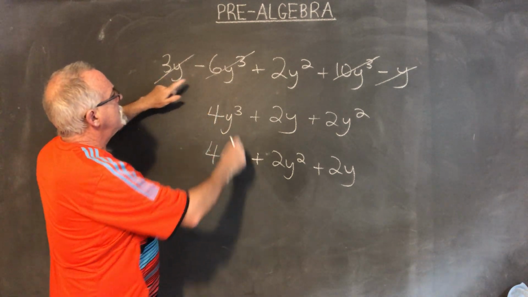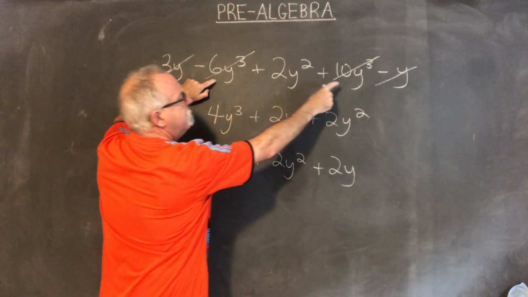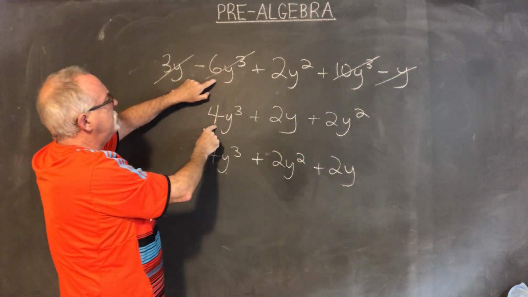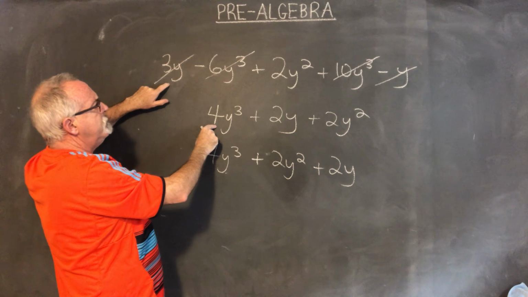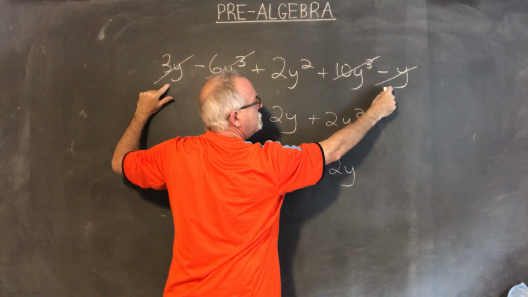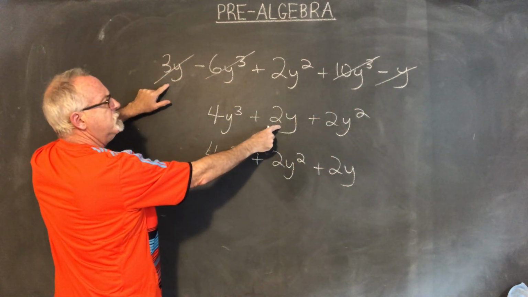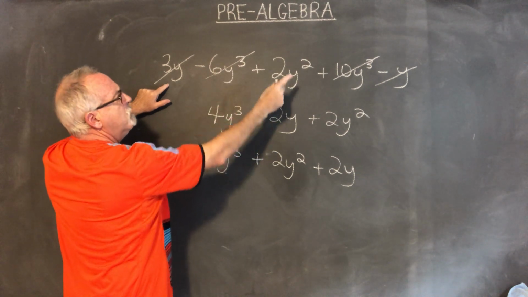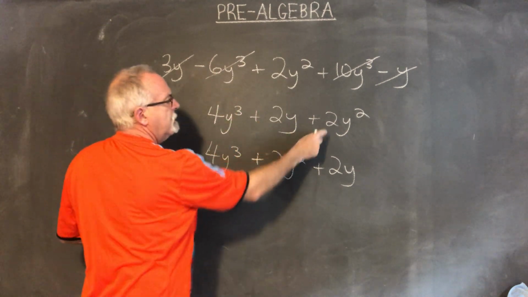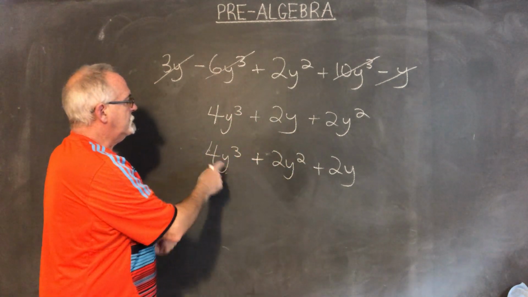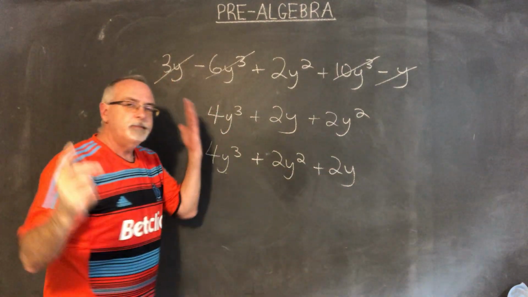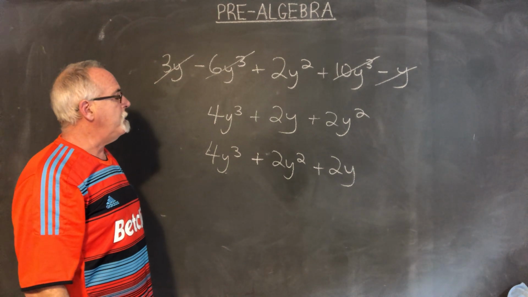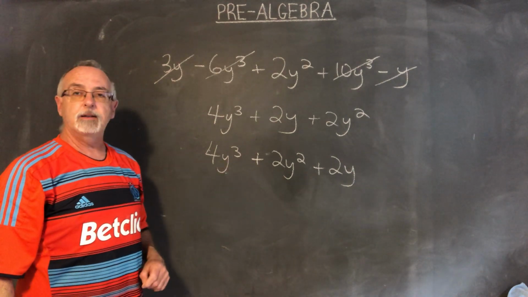We had minus 6 apples plus 10 apples. We got positive 4 apples. And we had positive 3 oranges minus 1 orange, and that gave us 2 oranges. And then we had 2 watermelons. So we still have 2 watermelons. So I can say 4 apples plus 2 watermelons plus 2 oranges. Doesn't really matter the order that I put them in, but it looks kind of tidy, doesn't it?